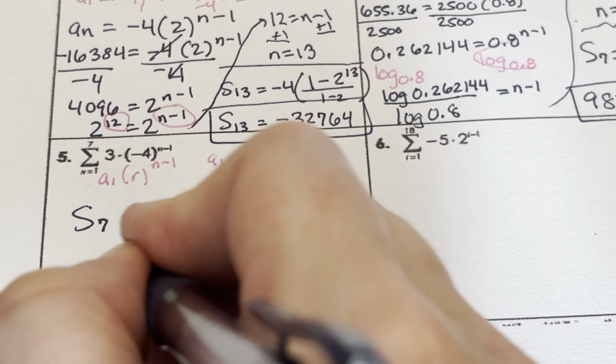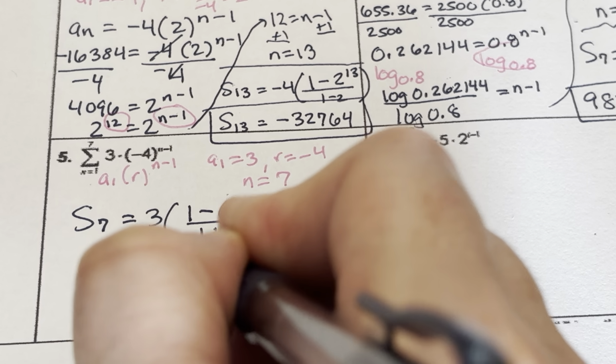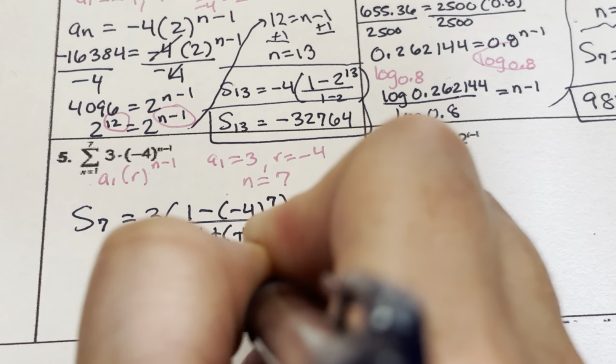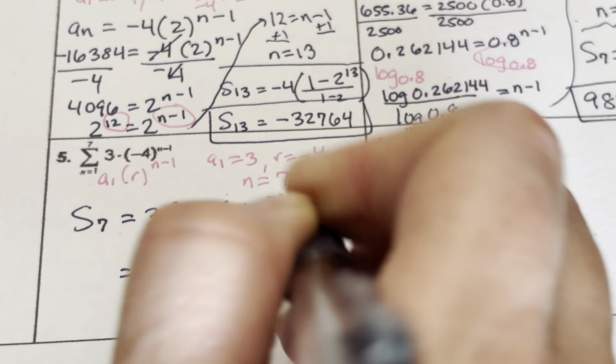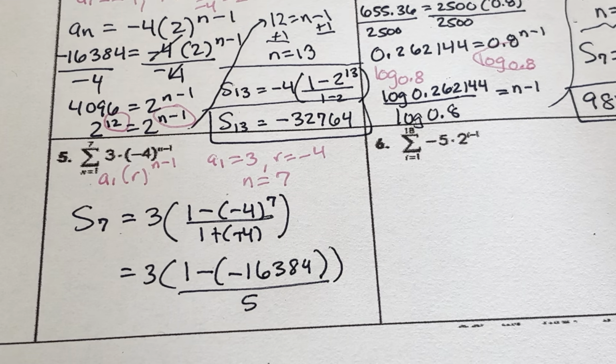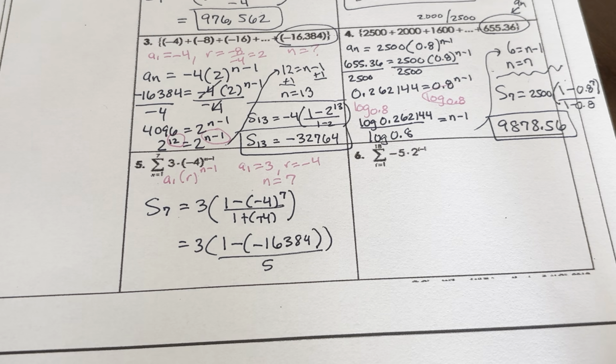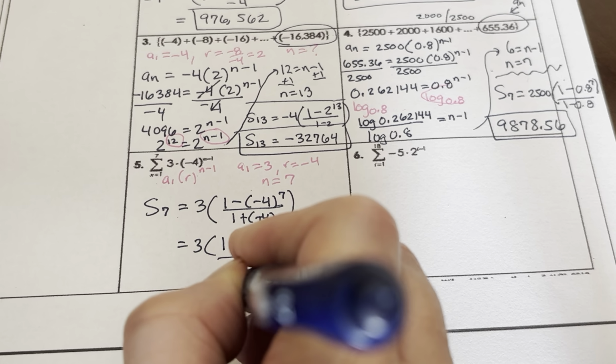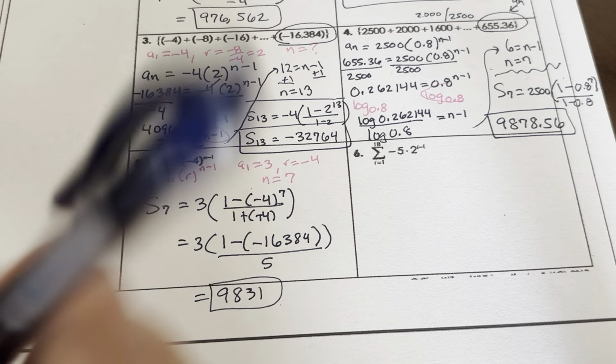So again, just so you can see some of the math, this will end up being 1 minus a negative 16,384 over a 5, like that. And then if you go ahead and compute that, it's going to be 9,831.3.